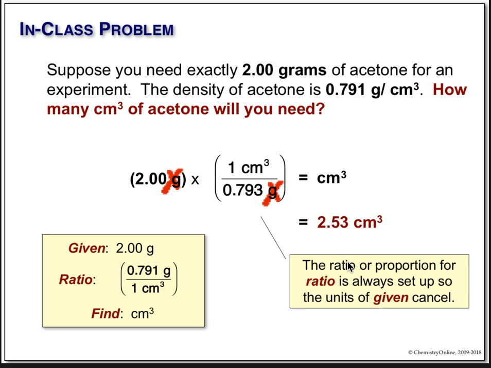All the labware that we have will be measured out or calibrated in milliliters. But remember, a milliliter and a cubic centimeter are the same things. Okay.